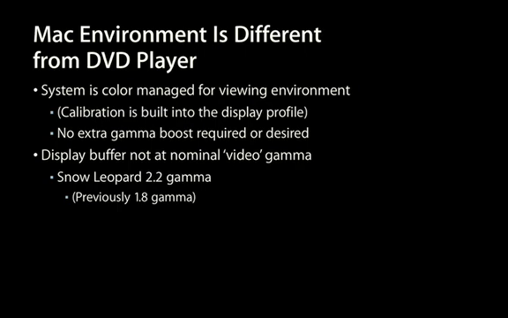And then the other thing to recall is that the display buffer in the Mac isn't at whatever the nominal video gamma is. So we have to do some work to figure out what the native video gamma is so we can provide the conversion. In Snow Leopard, we're providing the conversion to the new 2.2 display buffer gamma. Prior to Snow Leopard, in Leopard and before, we had a match to the 1.8 value.